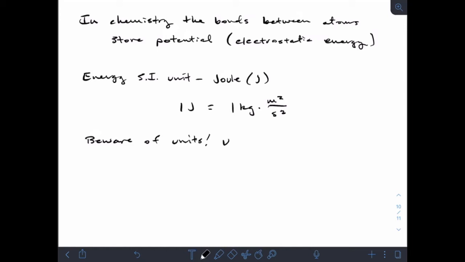Okay, the units must match. And in this case, we want the units to match kilograms, meters, and seconds. Okay, if we're talking about joules, there are other units of energy. But if we're talking about joules, we have to be in kilograms, meters, and seconds in order to calculate the potential energy. So let's do an example.